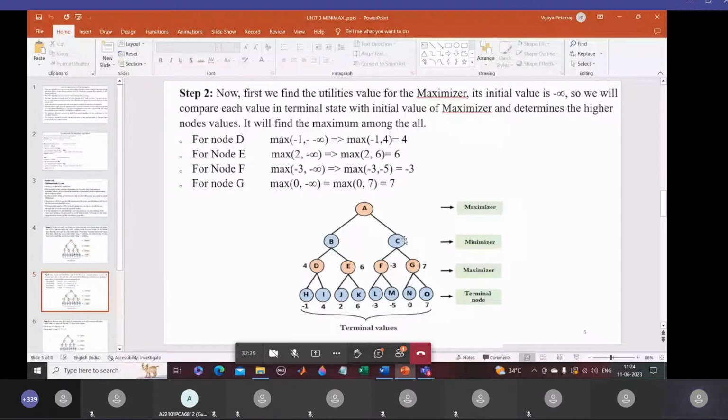Now look at we have all the terminal values, and now we are going to find out for node D what is the maximum. Minus 1, and then we have the value 4. Minus infinity, then we have the value for node D. Which is the maximum: minus 1 or 4?